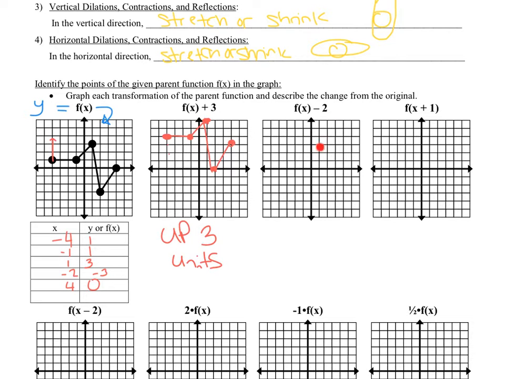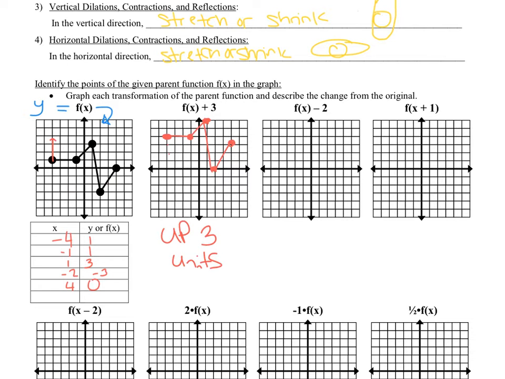This one is the same thing as this guy, except you'd be moving every point down 2 units. So you would count down 2, down 2, down 2, down 2, down 2. If you want to see what that one looks like, you can look at my key. But the next one is we are going to go ahead and talk about left or right.